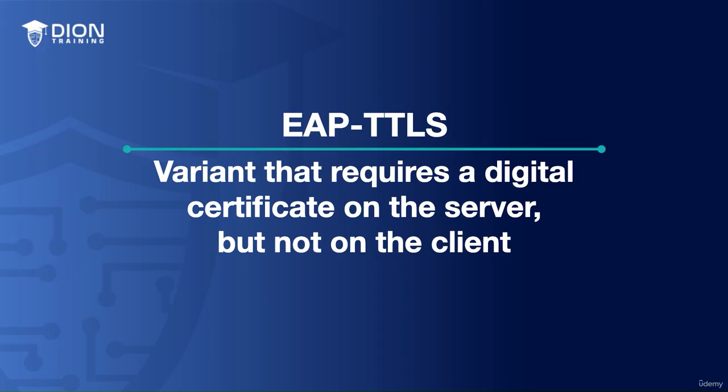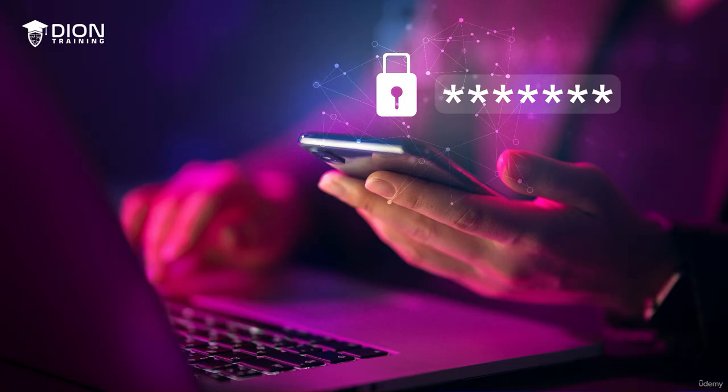The third one we have is known as EAP TTLS. Now, EAP TTLS is another variant of EAP, and this one requires a digital certificate on your server, but not on your client. Instead, the client is going to use a password for its part of the authentication process, which makes it a little bit more secure than the traditional EAP MD5, which only uses passwords on both sides, but it is considered to be less secure than EAP TLS because now we're only using one digital certificate and one password instead of using digital certificates on both the client and the server.